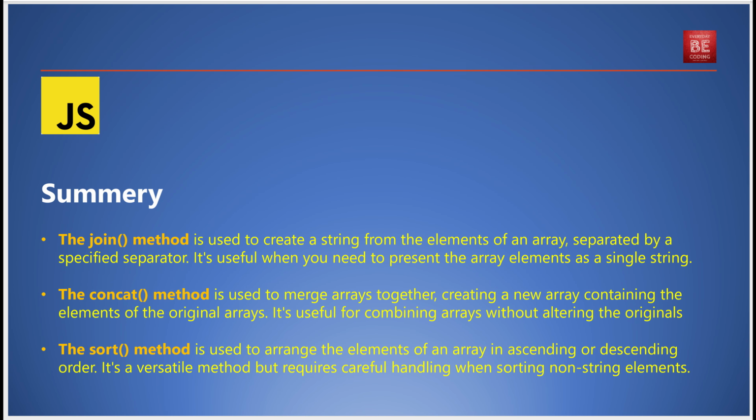In summary, each of these array methods in JavaScript has its unique purpose and use. The join method turns array elements into a single string. The concat method combines arrays without altering the originals. And the sort method arranges array elements in a specified order. Mastering these methods will help you manipulate arrays with greater ease and efficiency.